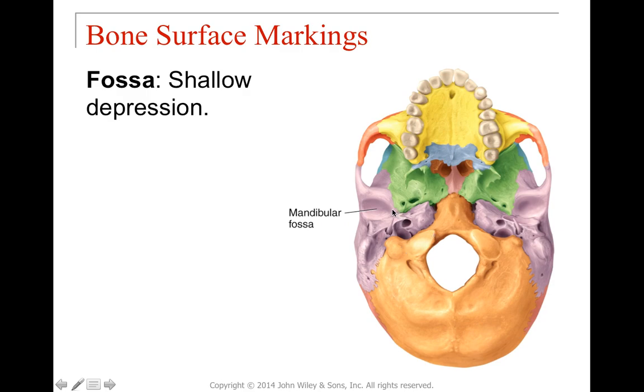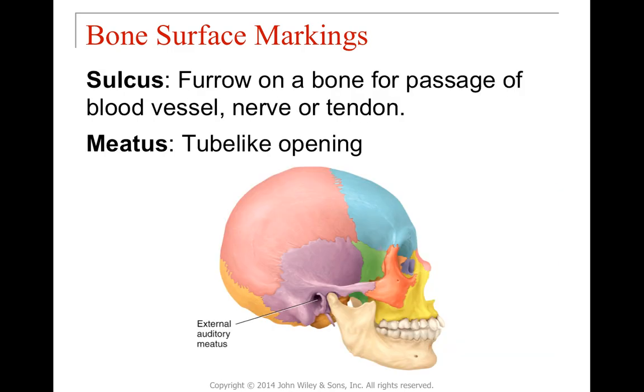A fossa is anytime you see a shallow depression. So this is the mandibular fossa. So you can see this is the upper jawbone, right? The maxilla, and this is where the mandible is going to articulate in. So the mandibular fossa. It's a little depression, which generally are going to have the opposite of what's called a condyle, which would be like a little bulb that protrudes forward. We'll talk about that in a second.